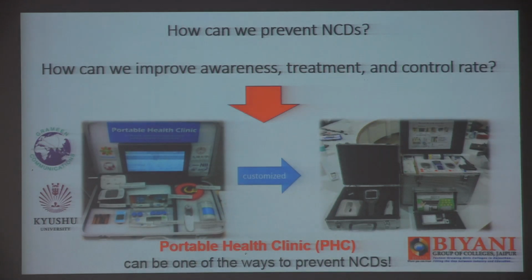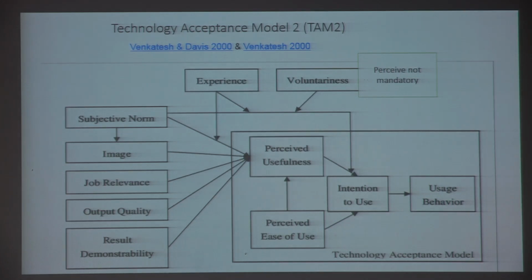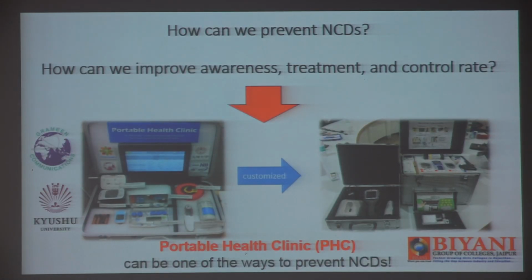So how can we prevent these non-communicable diseases, and how can we improve awareness, treatment, and control? Dr. Maruf and Dr. Nakashima mentioned this could be one approach, one method to solve this problem. And we customized it together with Biyani Sensei and all the team to add an eye health checkup and some other devices. But can these technologies be accepted by people or by society?